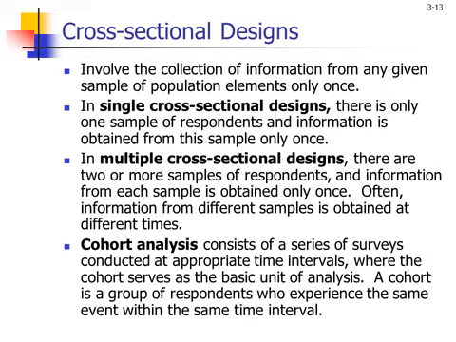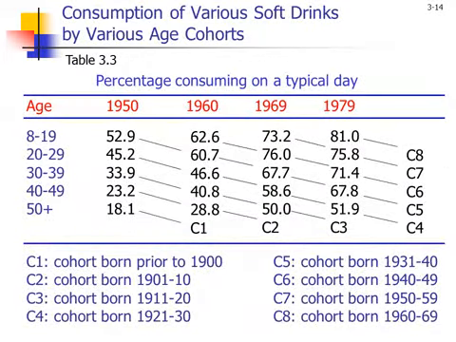For example, the age cohort of people between 8 and 19 years, like this in this table. We will discuss this example. The age cohort of people between 8 and 19 years old was selected, and their soft drink consumption was examined every 10 years for 30 years.